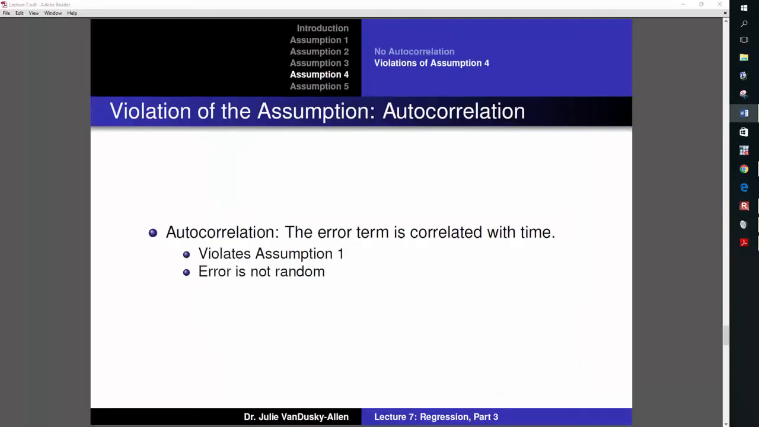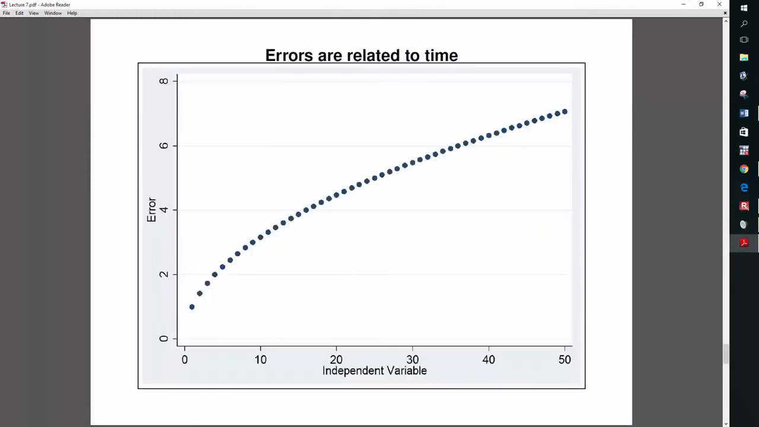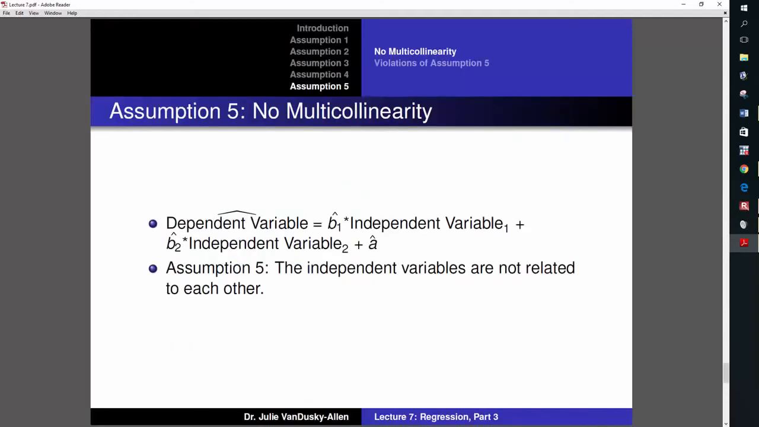When we violate this assumption, it is called autocorrelation. The error term is correlated with time. It is not random. This graph shows one potential way errors can be correlated with time. As you can see, as time increases, the errors get larger. In your graduate methods courses, you will learn how to identify and deal with autocorrelation in your time series models.